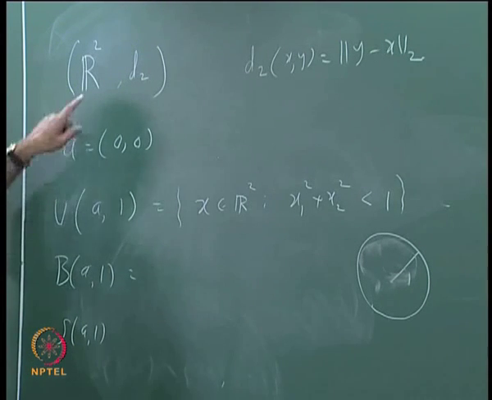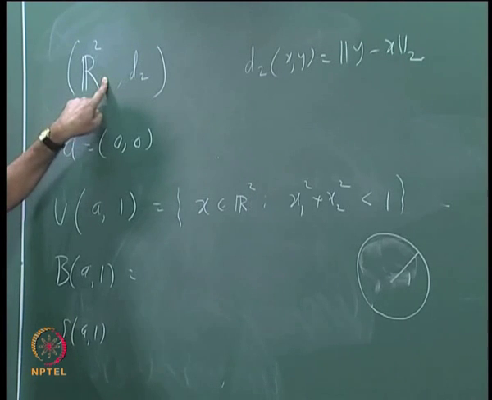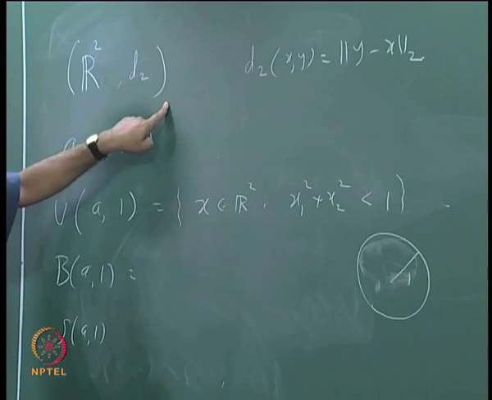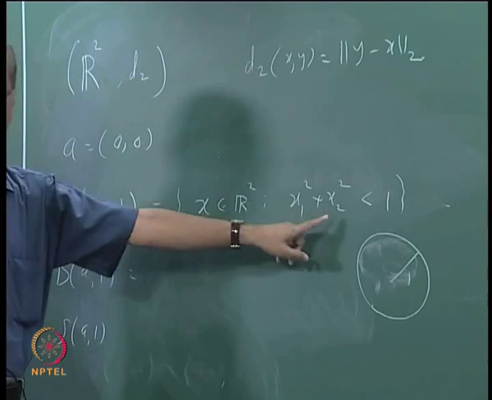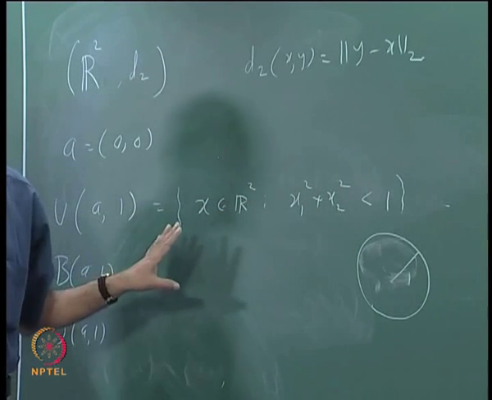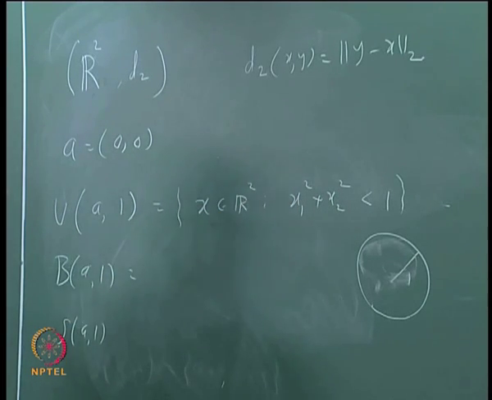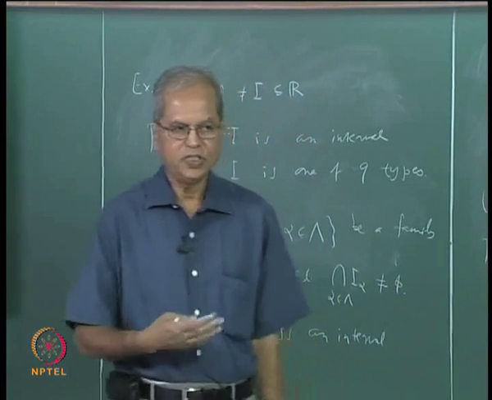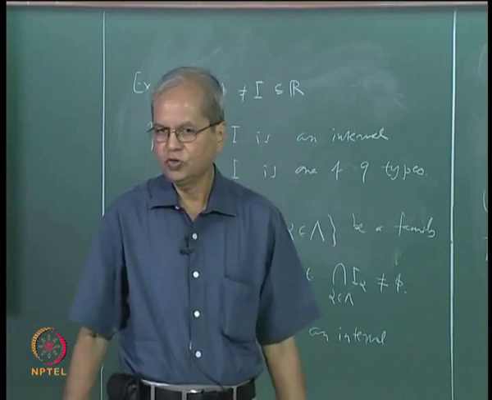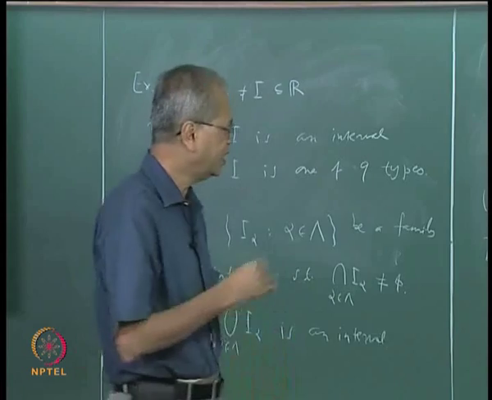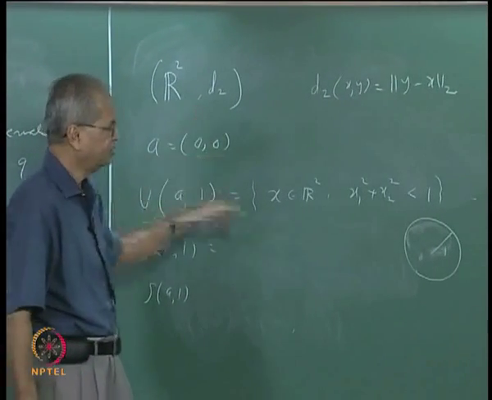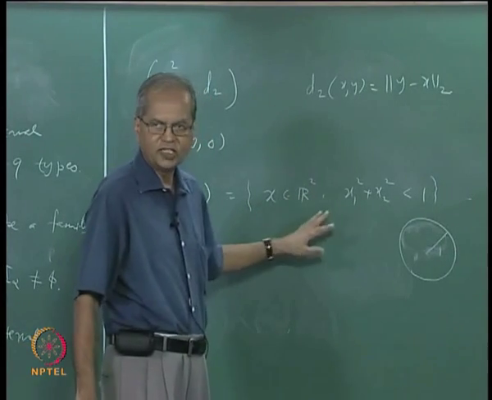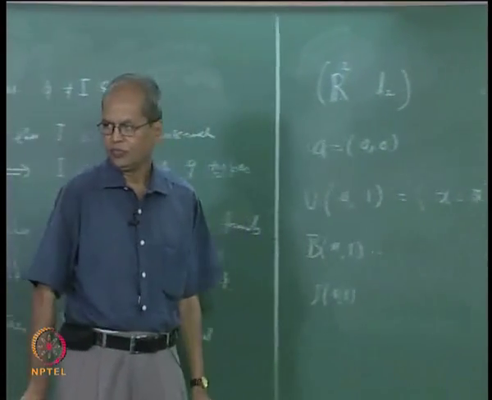Now instead of R2, if you take R3 with again the same distance d2, which we call the Euclidean distance, then that will be the set of all x for which x1 square plus x2 square plus x3 square is strictly less than 1. So that will be the region enclosed by the sphere with the center at 0 and radius 1, which will look like a ball, that is what we normally call a ball. So if you take R3 with the usual Euclidean distance d2, then all balls look like balls and spheres look like spheres.